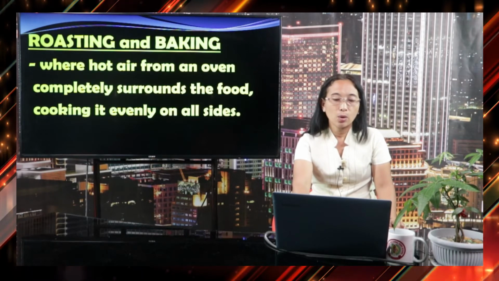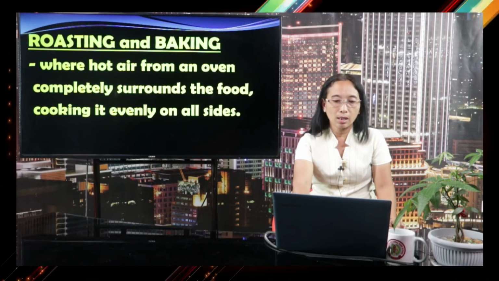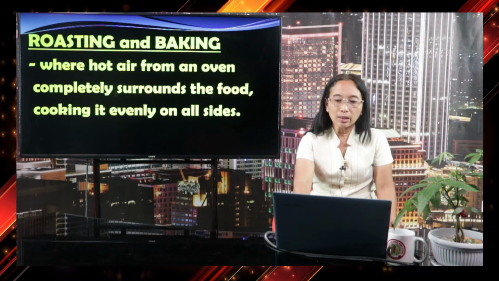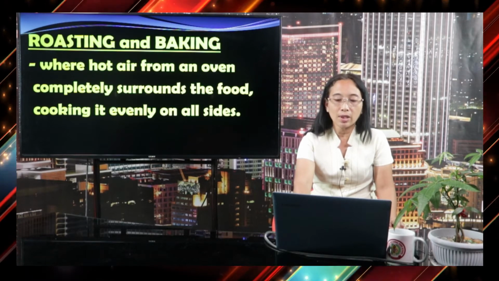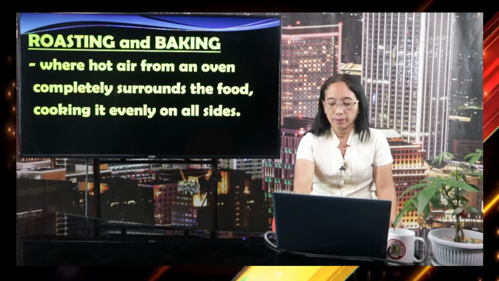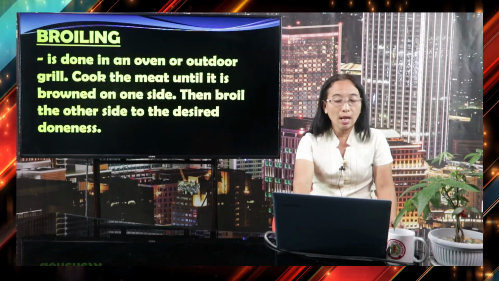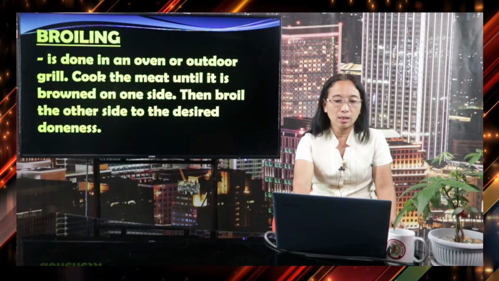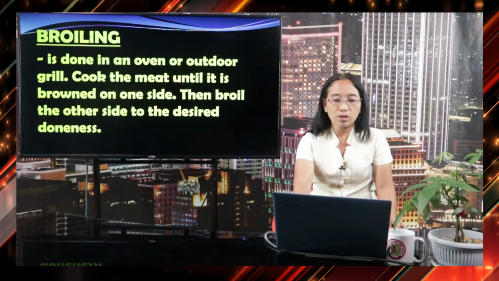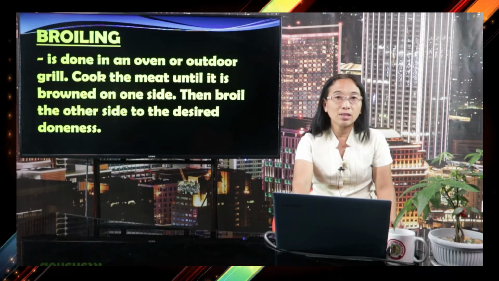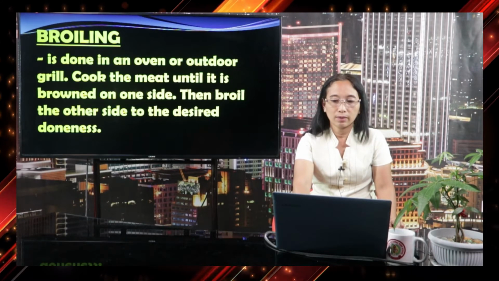Number 1, we have the roasting and baking, where the hot air from an oven completely surrounds the food, cooking it evenly on all sides. Another is the broiling. Broiling is done in an oven or outdoor grill. Cook the meat until it is browned on one side. Then broil the other side to the desired doneness of the meat.